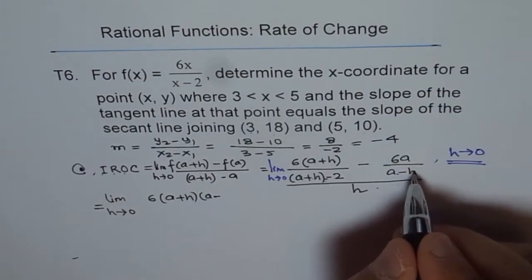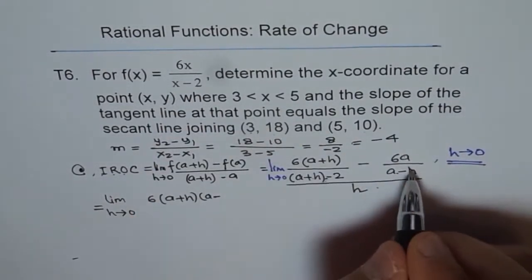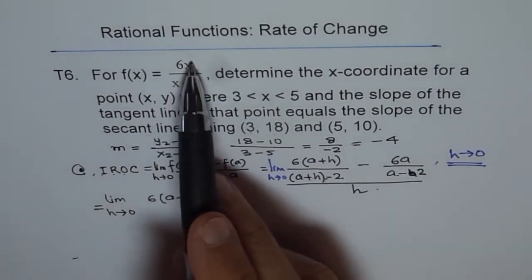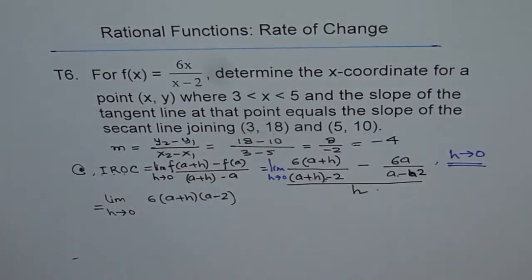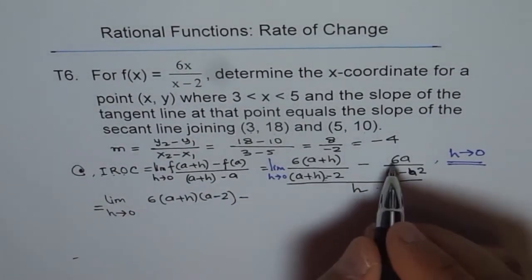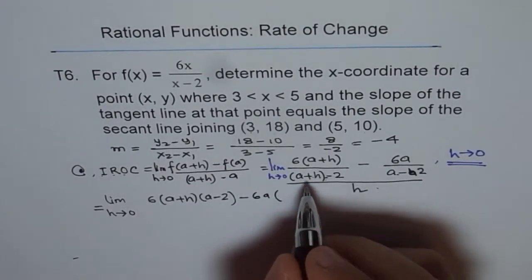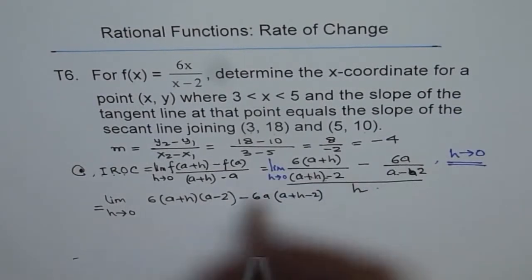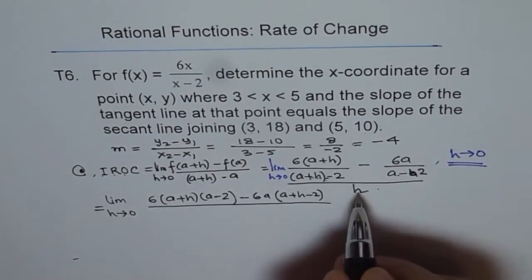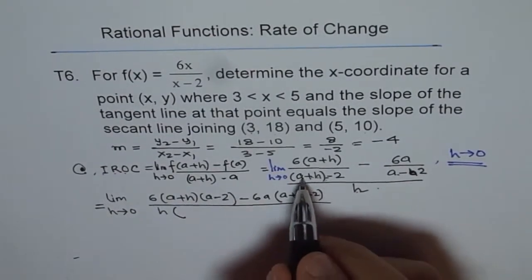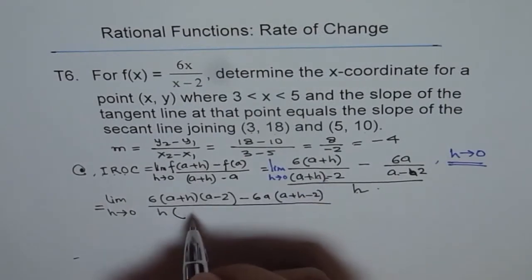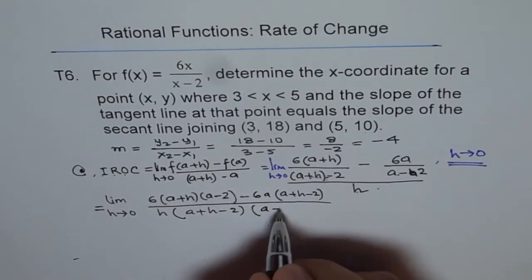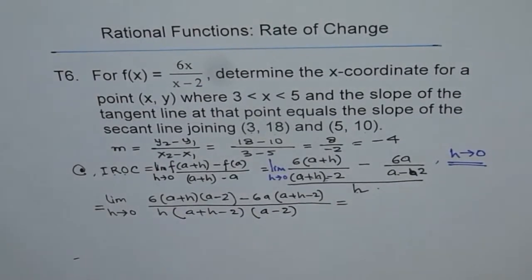How do you get a minus h here? This was x minus 2, so this is wrong. This is a minus 2, correct? Because we just replaced x with a in the numerator. And there you get 6a times a plus h minus 2. And in the denominator, you have h times this factor, a plus h minus 2, times a minus 2. So that is what you get.